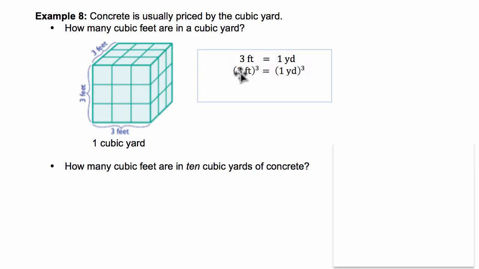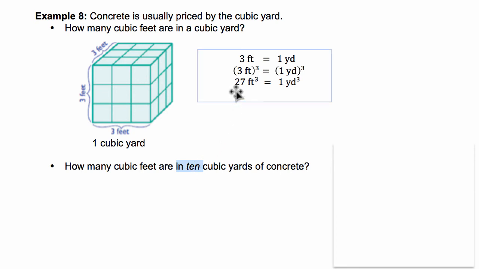the equation. When we cube the left side of the equation, we get 3 cubed or 27, feet cubed or cubic feet. When we cube the right side of the equation, we get 1 cubed or 1, yard cubed or cubic yards. We have that there are 27 cubic feet in 1 cubic yard. How many cubic feet are in 10 cubic yards of concrete?